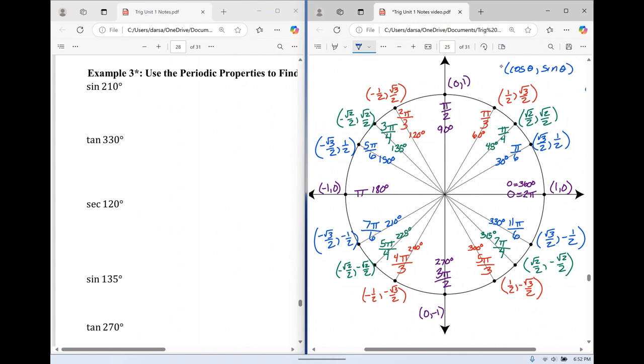So, if we want to find the sine of 210 degrees, first we find that angle, which is here. Then we want the sine of 210 degrees, so we want the y coordinate. Thus, the sine of 210 degrees is in fact negative 1/2.